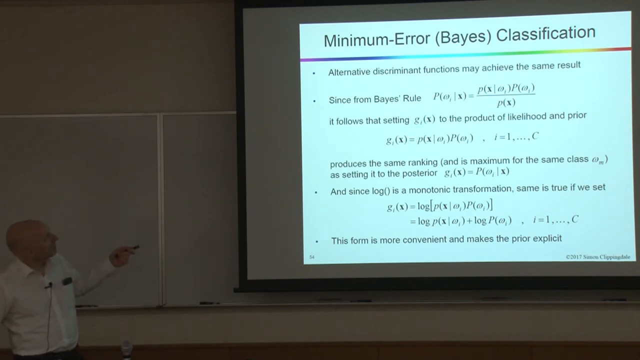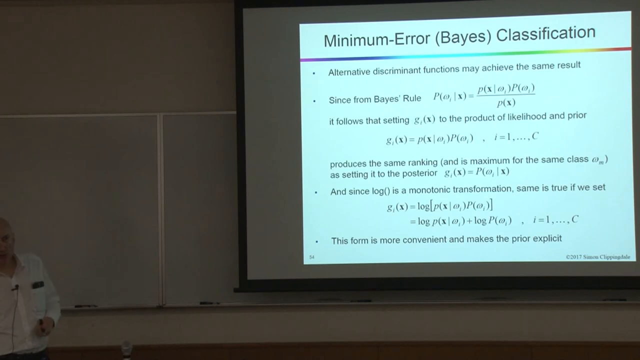So P of X here doesn't depend on any of the classes. So instead of using this posterior probability as your discriminant function, you can use the top of this fraction here, and you'll still get the same ordering of the classes. So if we set our discriminant function to this product of likelihood and prior, that's this product up here, for each class, then this will produce the same ranking of the classes for a given input. And therefore, it's going to be maximum for the same class as setting it to the posterior probability, as we did in the last slide.